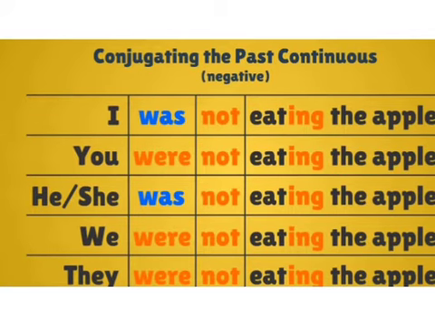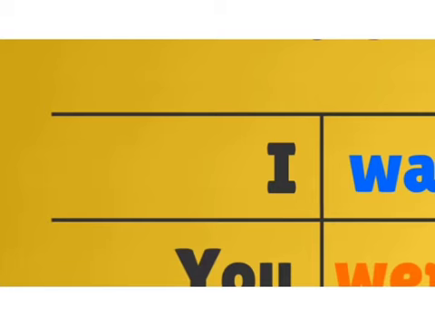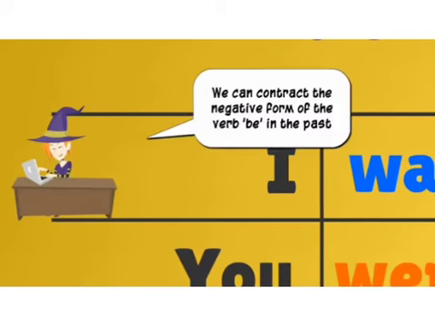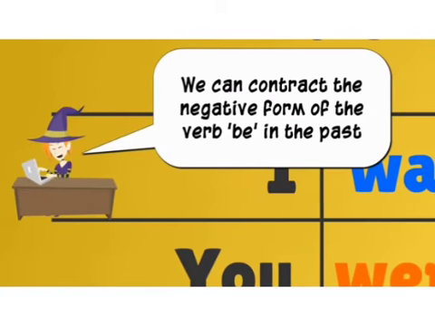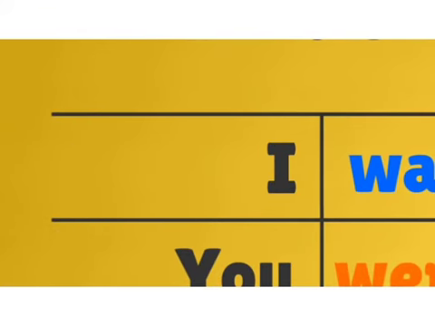And the last one is they were not eating the apple. Understood, children? So this is how we have to frame the negative tenses. So what is the next thing? Obviously, we contract the negative form of be verbs. So let's see how it comes.